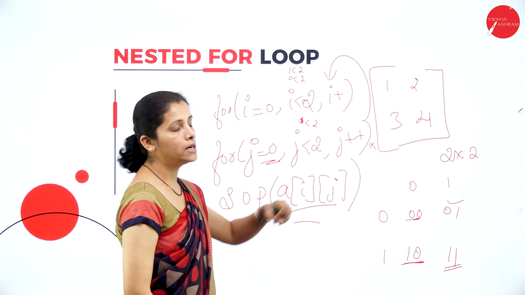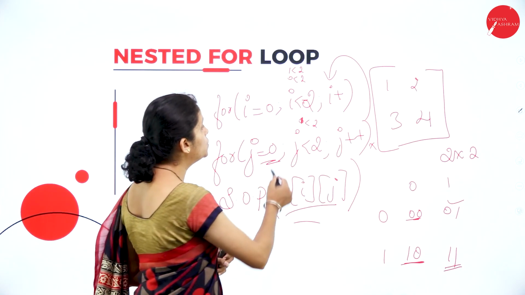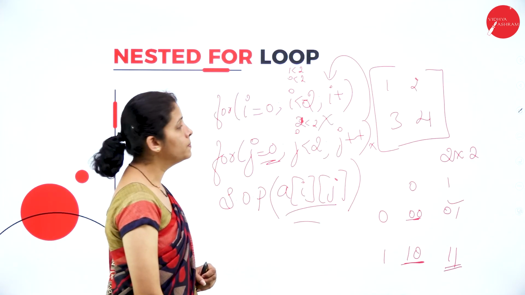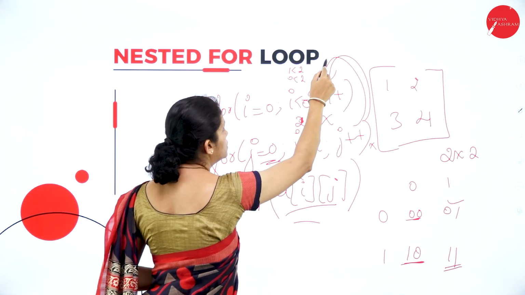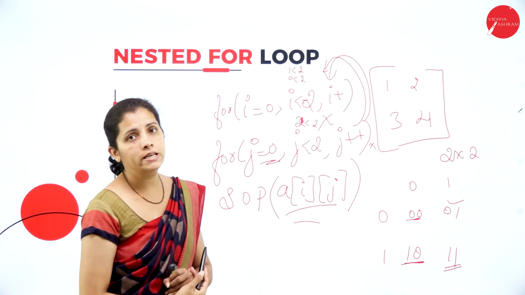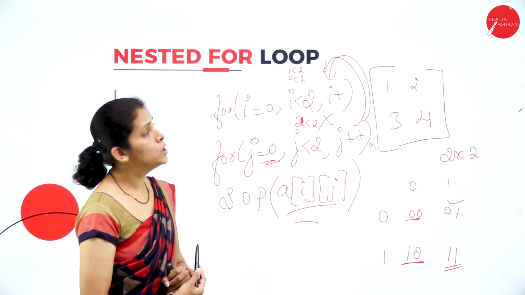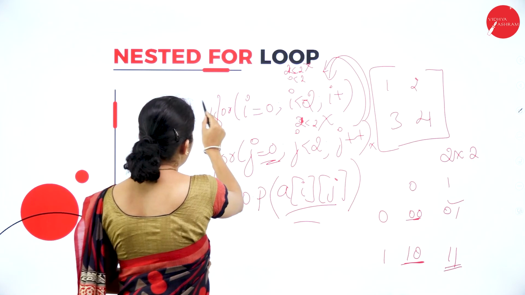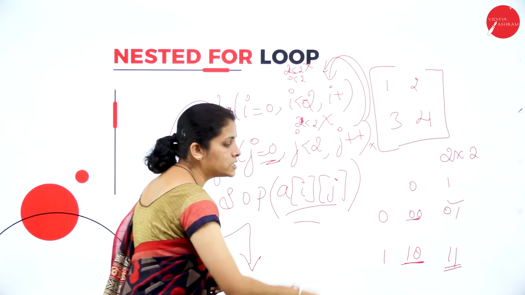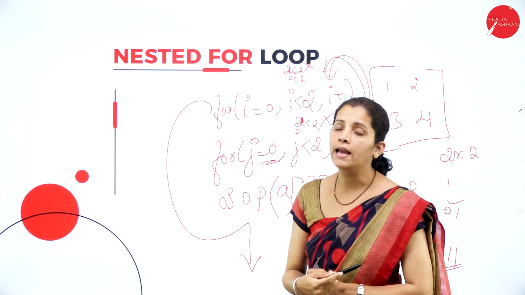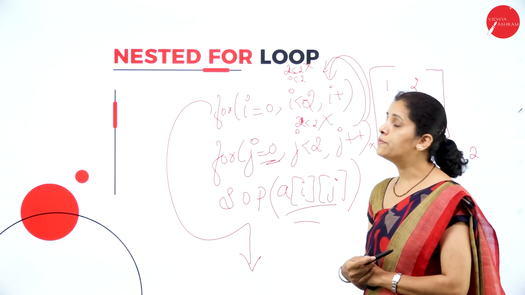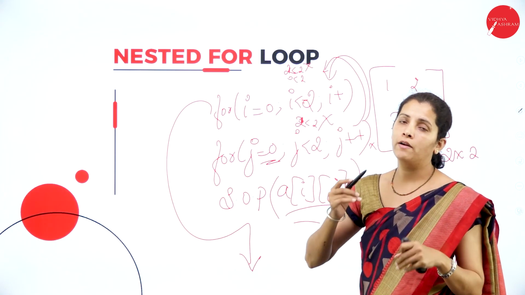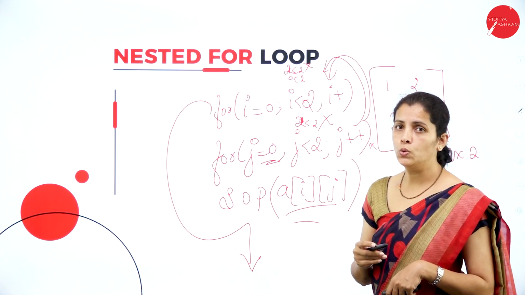Now j is incremented by 1. j is 2. 2 less than 2. The condition failed. So what I'm going to do? The control transfers to the outer for loop. Now i is incremented by 1. Now i is 2. 2 less than 2. The condition is false. So the control transfers to the rest of the statements. This is the way I can use a nested for loop. Nested for loop in the sense what? Within one for loop, I'm going to have another for loop.